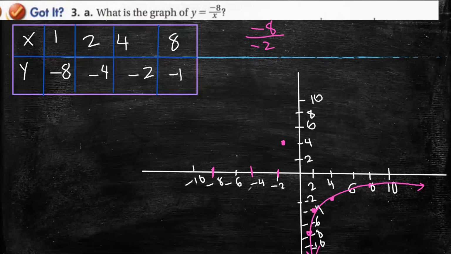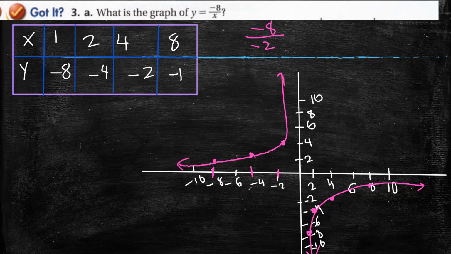Yalla. If x is negative 4, it will be, teacher, 2. Bravo. Negative 8 over negative 4 is 2. This is 4, 2. I'm sorry, I'm here. And for negative 8, teacher, it will be 1. It's going to be 1. Bravo. 1. So after that, connect between the points.